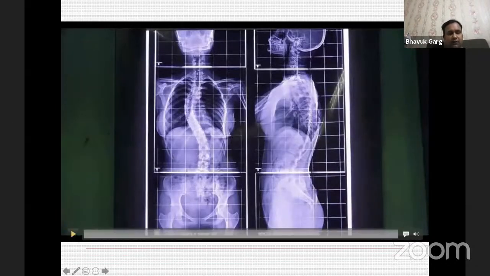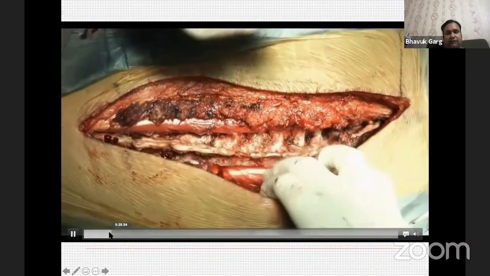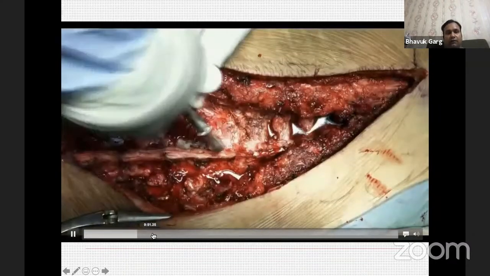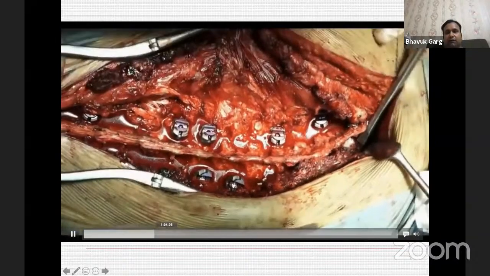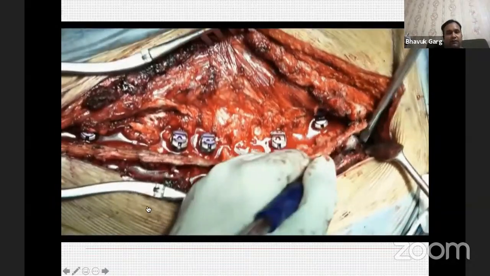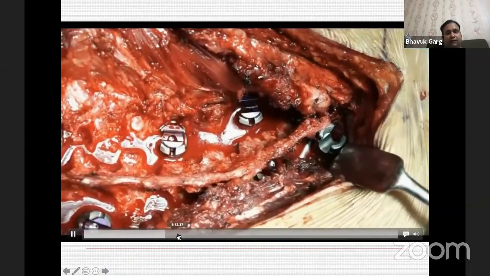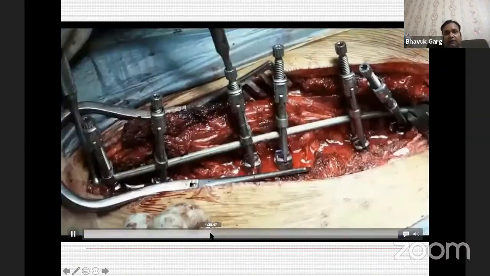Just a short video you can see here. This is how we do the exposure part under hypotensive anesthesia. But when we do the correction, the mean arterial pressure is always kept at more than 80 millimeters of mercury. So here we are placing the hook at the top. On the right is the top part, and on the left is the other part. So this is the KTM system rod bending. I think you are all aware.